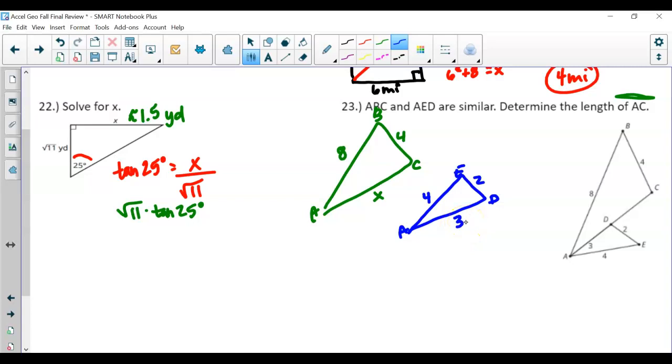I noticed to go from our small to large, we're just multiplying by a scale factor of 2. 2 times 2 is 4. 4 times 2 is 8. So 3 times 2 is 6. Now you could also set up your proportion and cross multiply and solve for x.